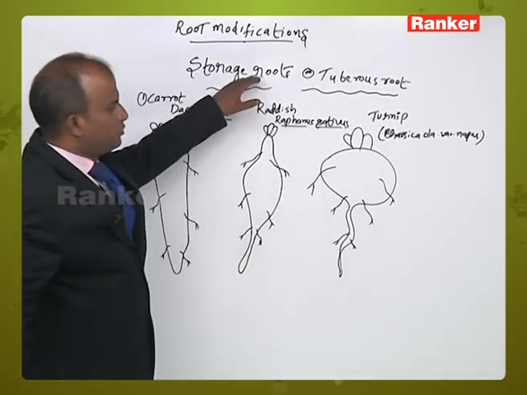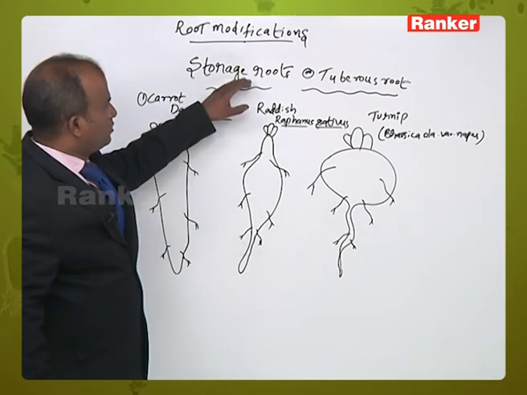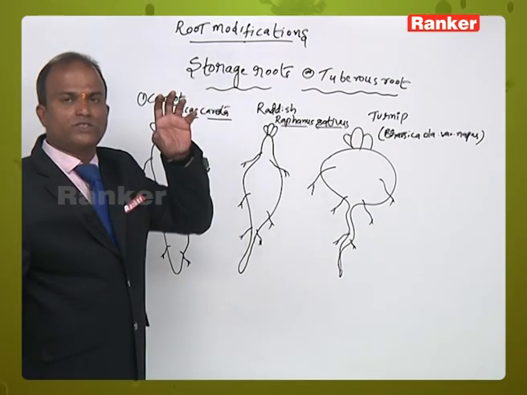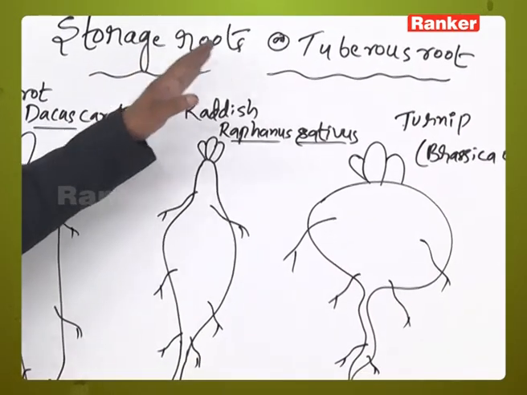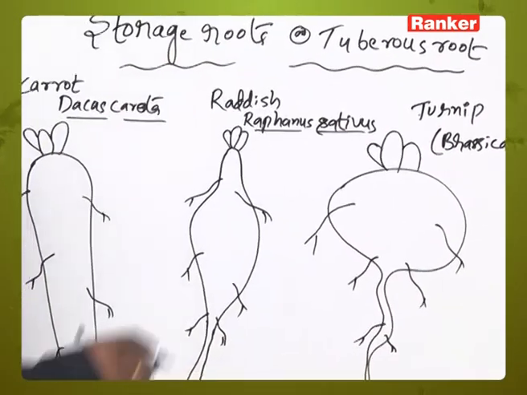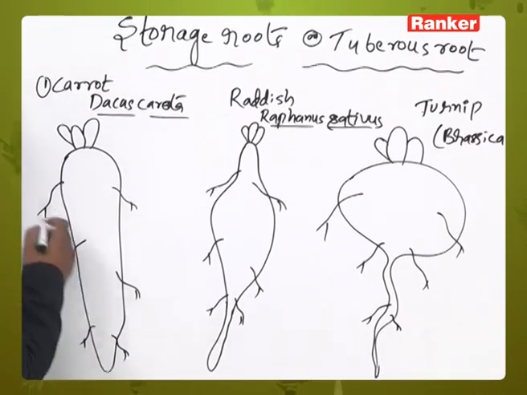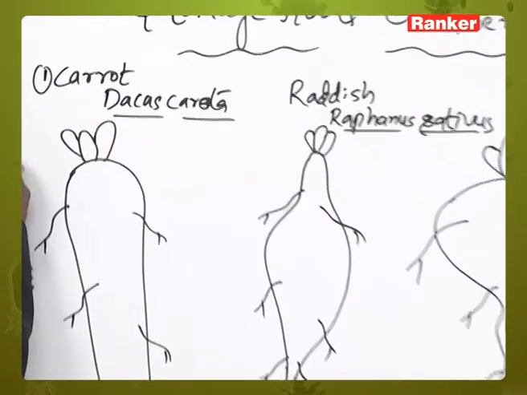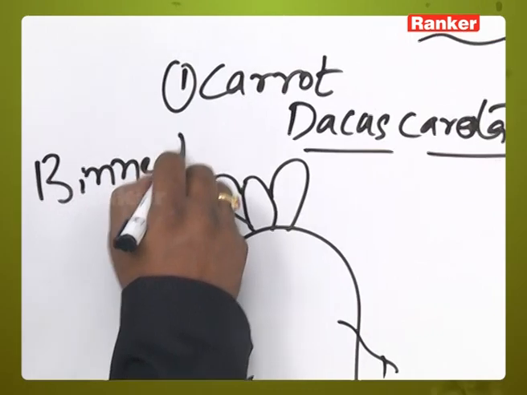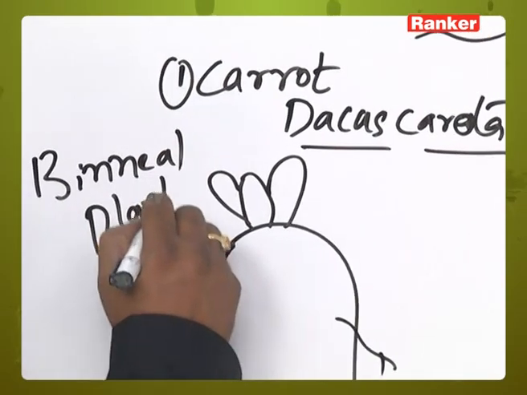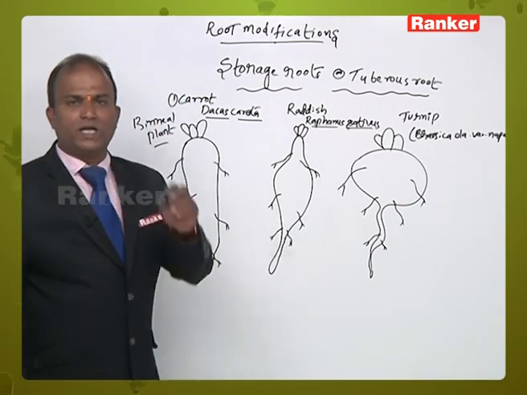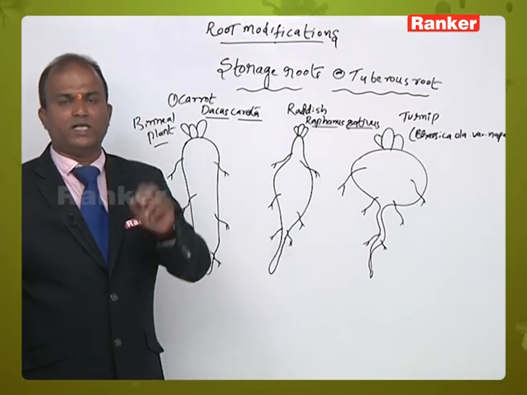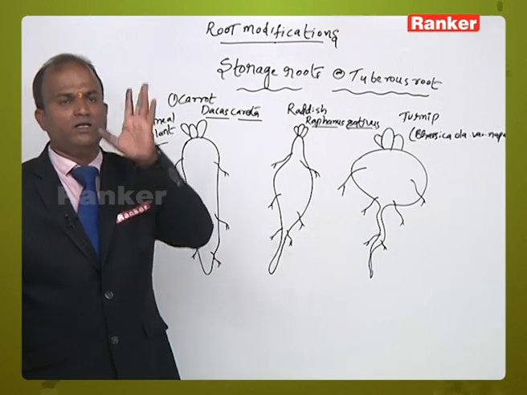Storage roots are tuberous roots. Mostly biennial plants show storage roots, also called tuberous roots. What is meant by biennial plant? The plant which completes its life cycle in 2 years is a biennial plant.